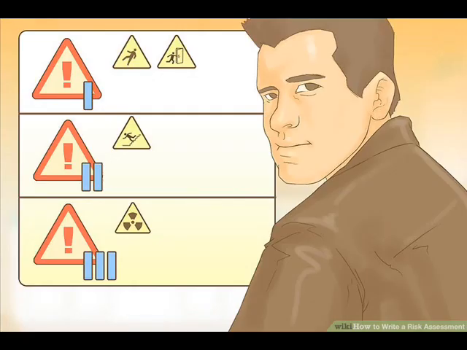Rank the hazards from more serious to least serious. If your risk assessment identifies a number of hazards, you need to rank them in order of importance. For example, a chemical spill in a chemical plant will likely be the most serious risk, and a back injury from lifting a barrel in the chemical plant may be a less serious risk.